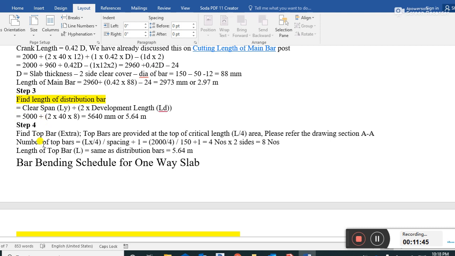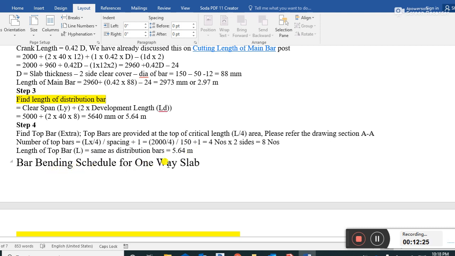Guys, step number 4, find top bar extra. Top bars are provided at the top of critical length L by 4, where area refers to a drawing section AA. Number of top bars is L by 4 divided by spacing plus 1, which is 2000 divided by 4 divided by 150 plus 1, 4 numbers into 2 sides equal to 8 numbers. Length of top bars is the same as distribution bar, 5.64.